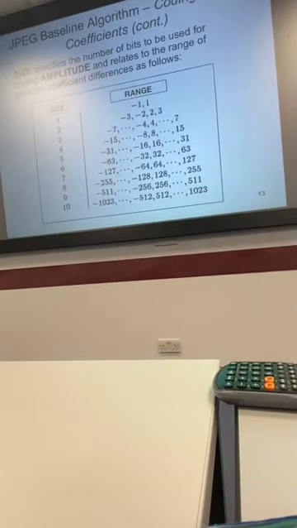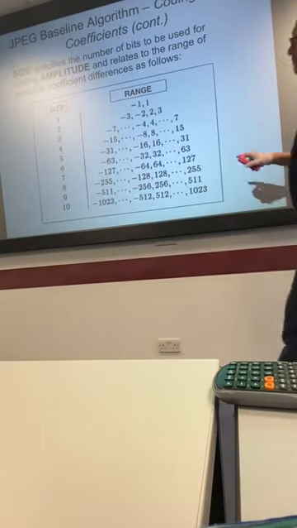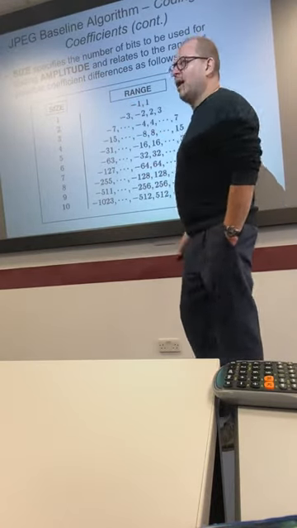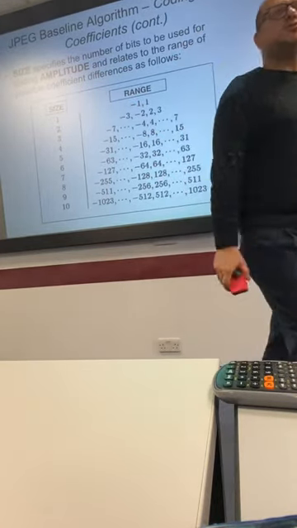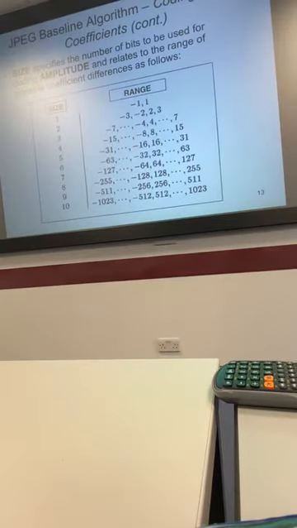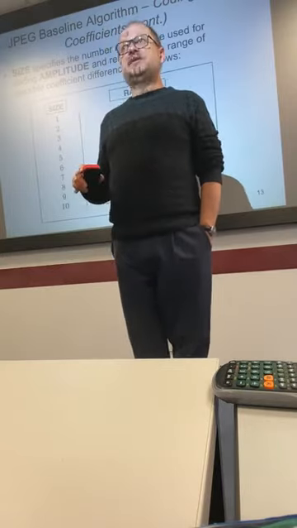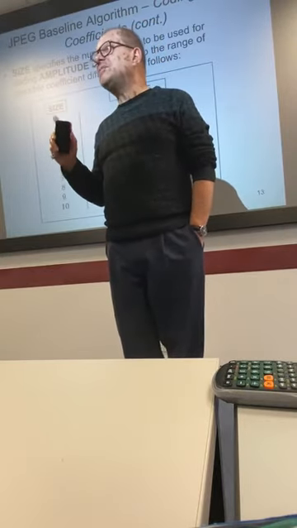Okay, so size 1 covers the possible values of minus 1 or 1. 0 is a special symbol. They reserved 0 as a special symbol. We'll talk in a moment about how we treat 0. 0 comes up very often.